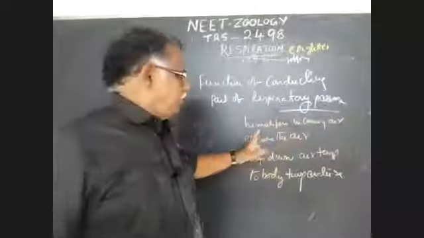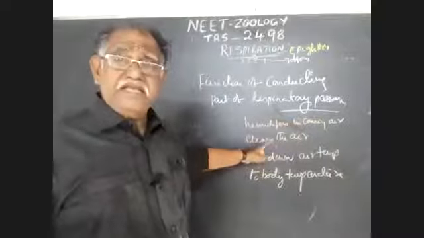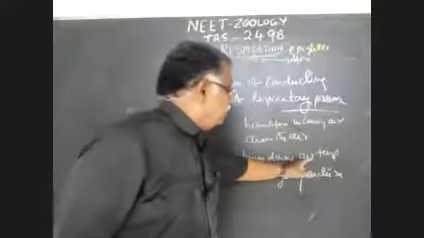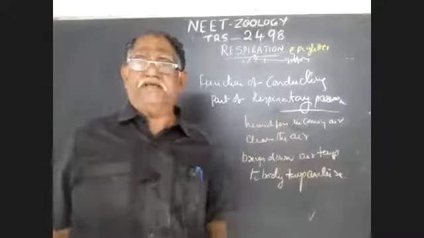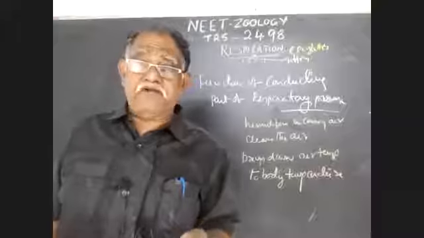One, humidifies the incoming air, cleans the incoming air or removes the dust particles, brings down the air temperature to body temperature. So these are the functions performed by the conducting part of the respiratory tract.